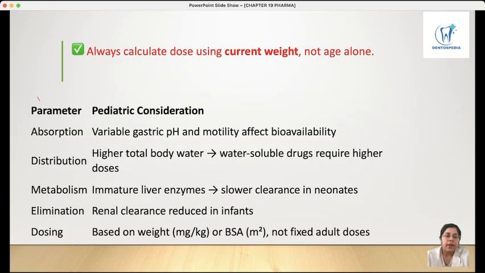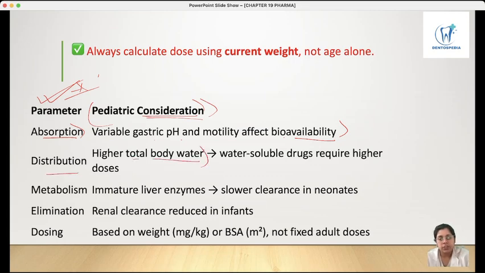Now, what are the parameters that we have to see according to the pediatric considerations? Okay. Absorption: variable gastric pH and motility affect the bioavailability of the drug. Distribution: higher total body water in the pediatric patient, so water-soluble drugs require higher doses. Metabolism: immature liver enzymes, so slower clearance in neonates, because we have seen that metabolism occurs in the liver. Elimination: renal clearance is also reduced in infants.